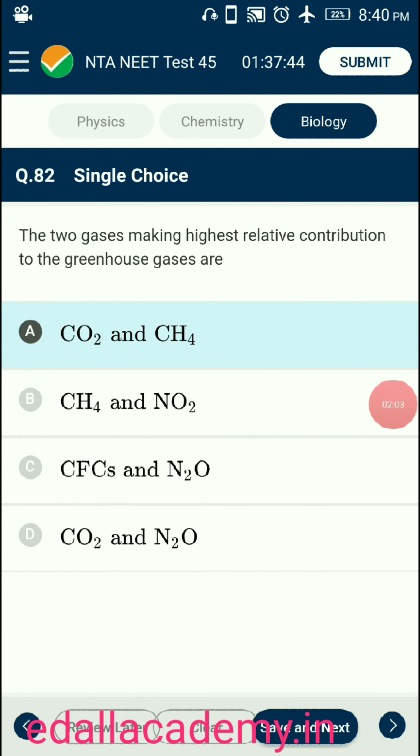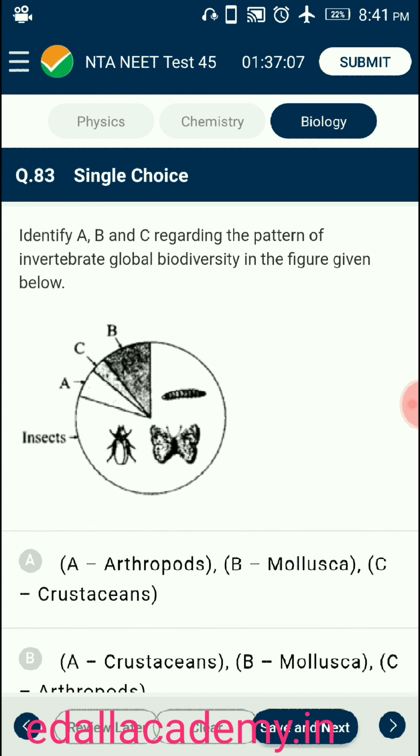Question number 82. The two gases making the greatest contribution to the greenhouse gases are. The greenhouse effect is a naturally occurring phenomenon that is responsible for heating up Earth's surface and atmosphere. Gases like carbon dioxide and methane are commonly called greenhouse gases. The relative contribution of various greenhouse gases to total global warming is: carbon dioxide nearly 60%, methane 20%, chlorofluorocarbons 14%, nitrous oxide 6%. So the answer for this question is option A, carbon dioxide and methane. Question number 83. Identify A, B and pattern of invertebrate global biodiversity in the figure given below.